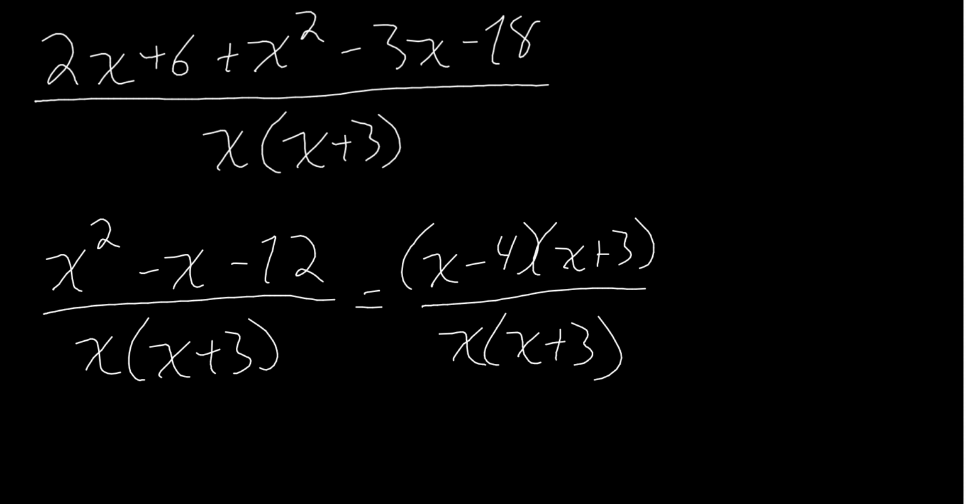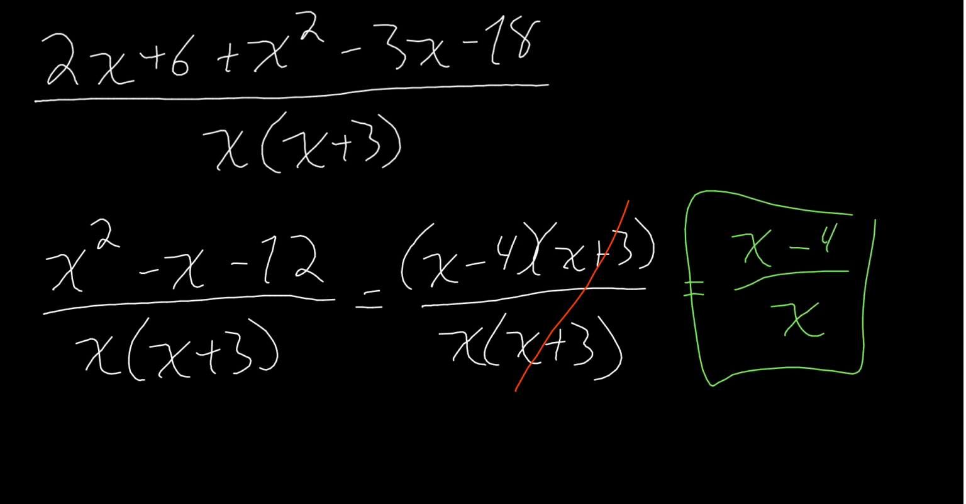Obviously my x plus 3's look like they cancel, so I'm left with x minus 4 all over x.